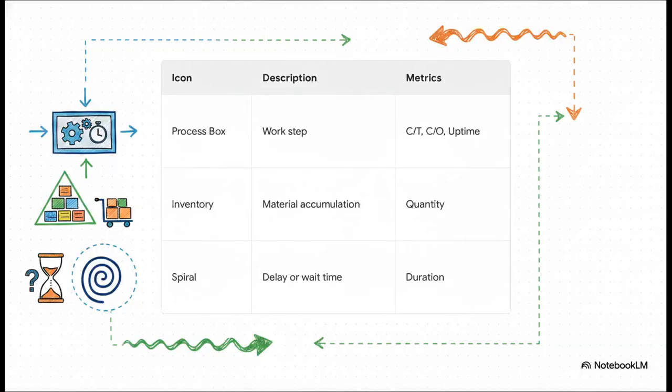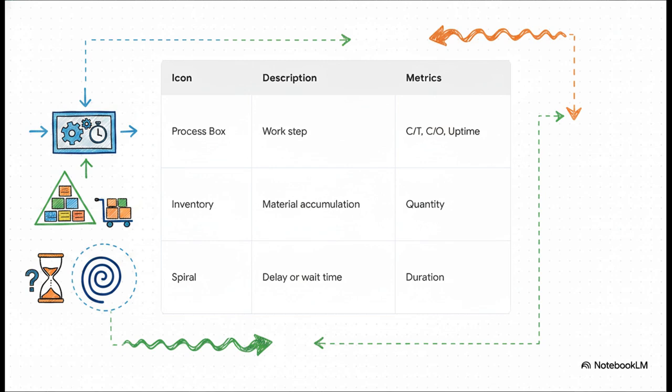All right, think of these predefined icons as a universal language that translates complex job site activities into simple, digestible visual data. First up, we've got the process box. This represents a distinct work step. Inside this box, we capture the hard metrics. For example, cycle time, which measures the exact amount of time it takes to complete one specific task from start to finish. We also document changeover time, which is the duration required to switch a machine or crew from producing one type of output to another. And we log equipment uptime.